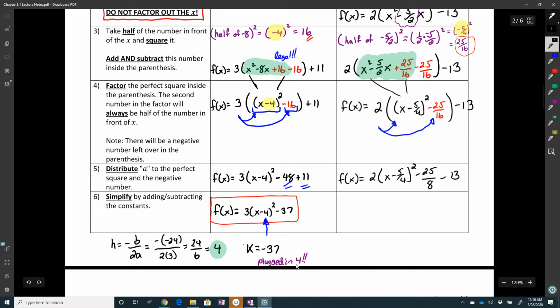Minus 13. And here I'm just going to use my calculator. But we end up with our final answer: 25 over 8 minus 13. Using my calculator, math frac, negative 129 over 8. Gross.